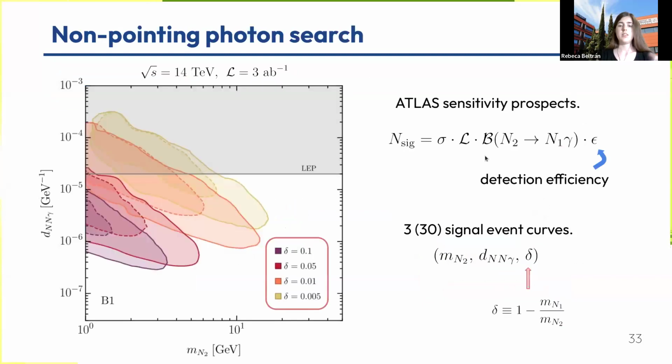So again, in our work we discuss how a non-pointing photon search can be sensitive to this scenario. So we estimated the number of signal events at the LHC detectors by computing this production cross-section, this branching ratio, and the detection efficiency factor, which again accounts also for the geometry acceptance.